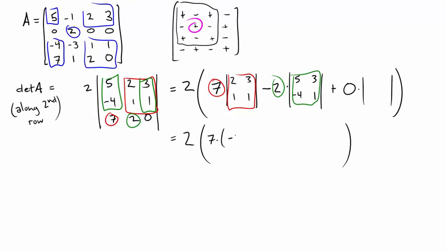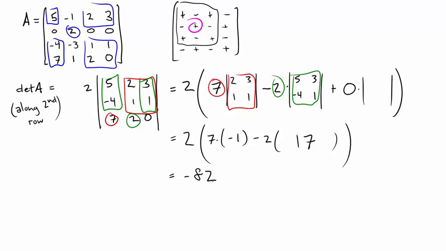7 times 2 minus 3 will give minus 1. Minus 2 times, 5 times 1, minus 3 times minus 4. It's easy to make little mistakes, so we'll be careful if there's a negative sign. 5 minus 12 will give 17. Okay, you work this out, and this will give minus 82.